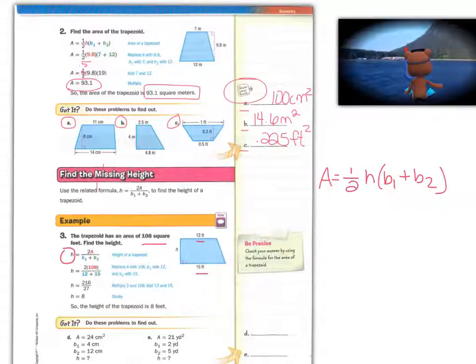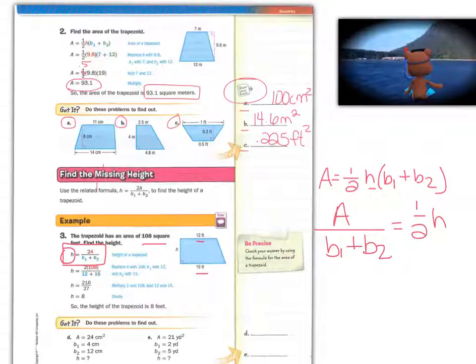In order to figure out what the height is, we need to get height by itself. That's a variable. This is an algebra skill that you will learn in Unit 4, but I'm going to just show you how we discovered this formula. In order to get rid of this sum right here, b1 plus b2 is being multiplied by the height. In order to undo multiplication, you divide both sides. So that would leave us with area over b1 plus b2 equals 1/2 of the height.